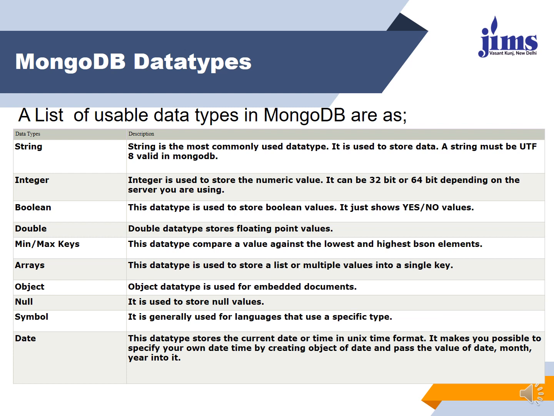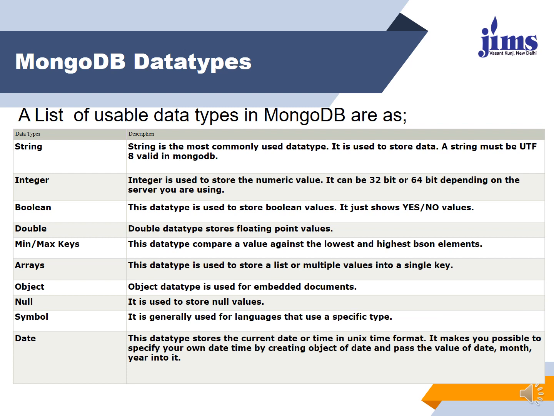String, that is the commonly used data type. Integer, a numeric value, 32-bit or 64-bit depending upon the server which we are using. Boolean, that has only two values, either yes or no. Double, that's floating point values, you know it. Maximum and minimum keys are comparators that are used for comparing values against the lowest and the highest elements. Arrays, storing multiple values in a single key.